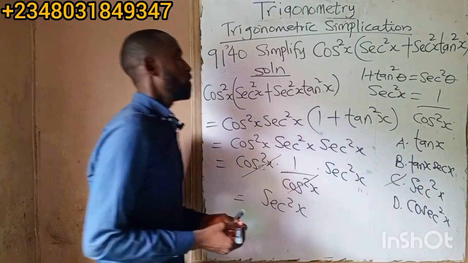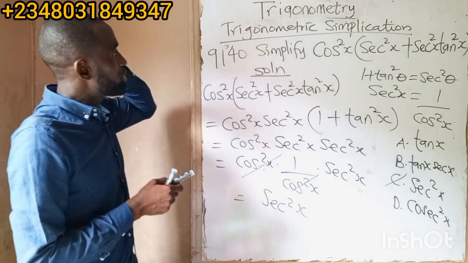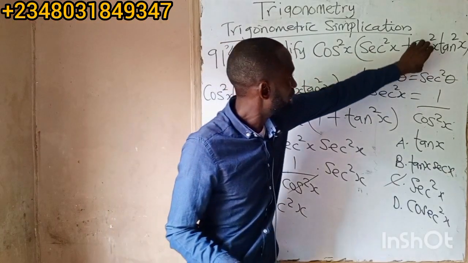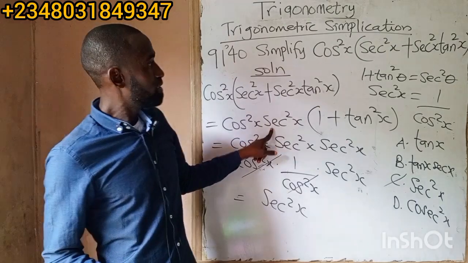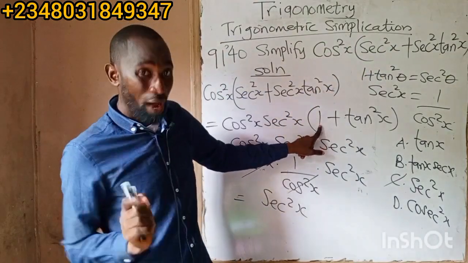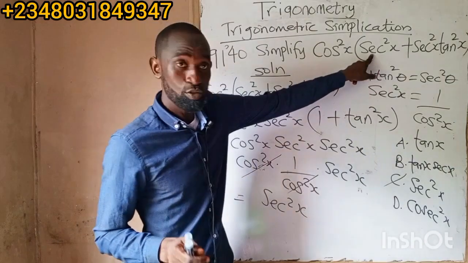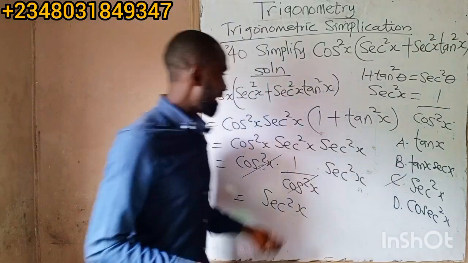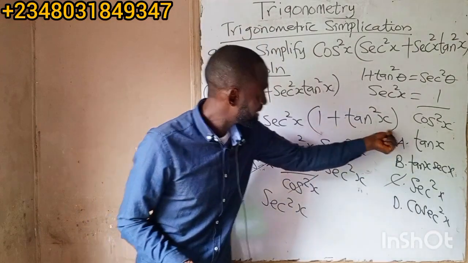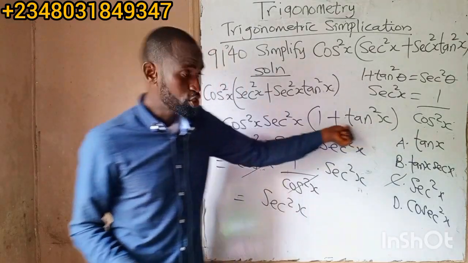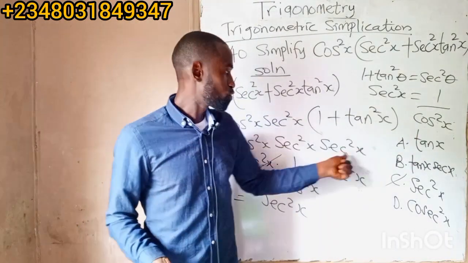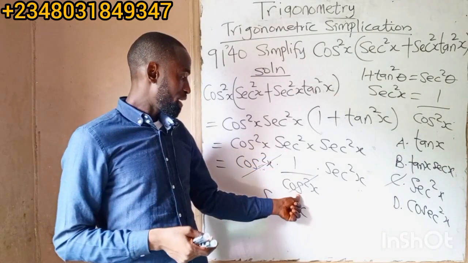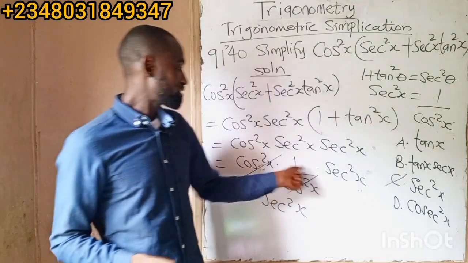What did I do here? Open your eye. If you are dealing with trigonometric simplification, you must open your eye. I see sec square x plus sec square x tan square x. I can factor sec square x out, which is what I did here. Once I factor sec square x out, I'm left with 1, because sec square x times 1 is sec square x. Sec square x times tan square x gives us sec square x tan square x. And this is from the basic identity, the relationship between the ratios, which is 1 plus tan square x gives us sec square x. What is sec square x on its own? It is 1 all over cos square x. Cos square x will cancel out cos square x. 1 times sec square x is sec square x.